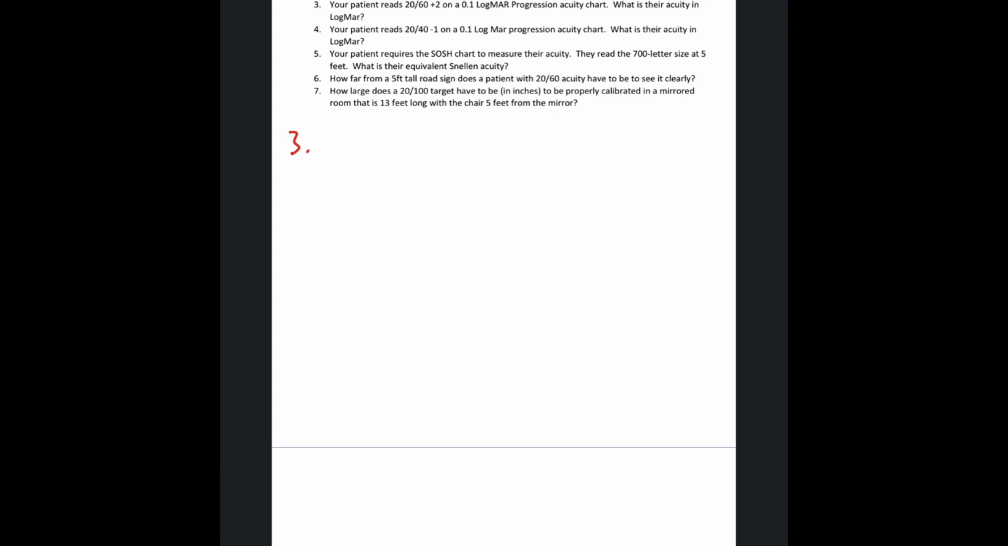So number three, your patient reads 20/60 plus 2 on the 0.1 LogMAR progression acuity chart. What is their acuity in LogMAR? Okay, so step one for this is to ignore the plus 2 and just figure out the LogMAR. So to go from the 20/60 to the MAR, we do 60 divided by 20 equals 3. And then we take the log of 3, which equals 0.477. So we'll just round to 0.48.